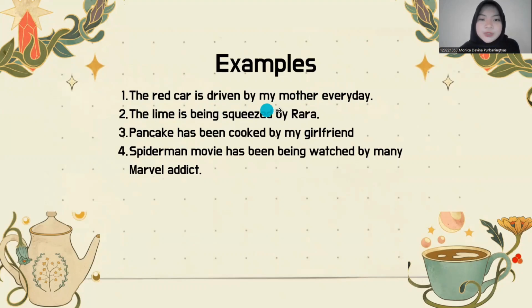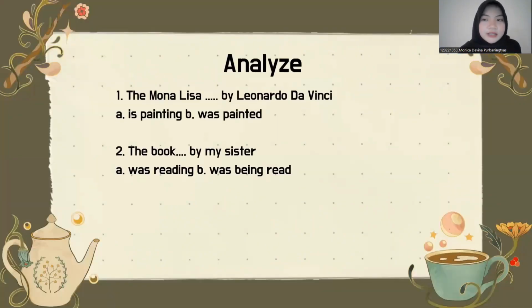The lime is being squeezed by Rara. Pancake has been cooked by my girlfriend. Spider-Man movie has been being watched by many Marvel addicts. And then analyze this sentence. The Mona Lisa, blah, blah, blah, by Leonardo da Vinci.